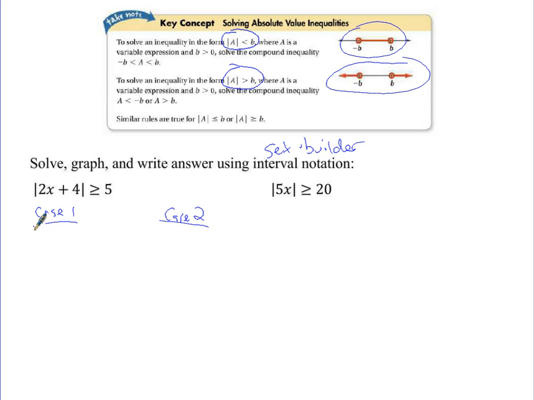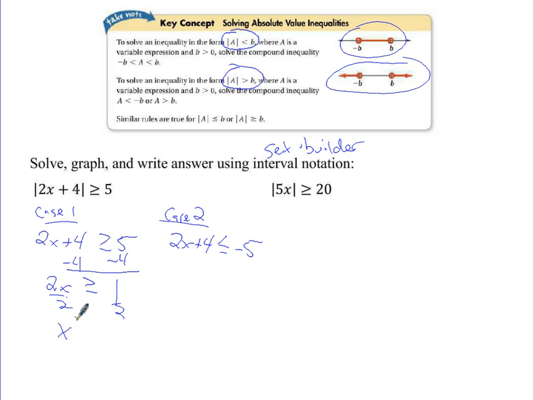Some people do, and I'm okay with that. But I do want them labeled in some way. So what is case 1? Everything stays the same. What's case 2? 2x plus 4 less than or equal to negative 5. Perfect. Flip the symbol, change the sign. Okay, on the case 1, subtract 4 from both sides, and we get? Okay. And divide both sides by 2, and we get?